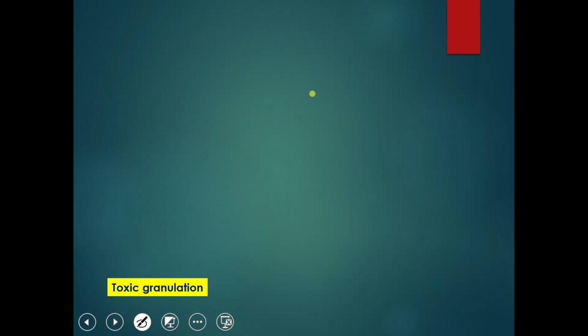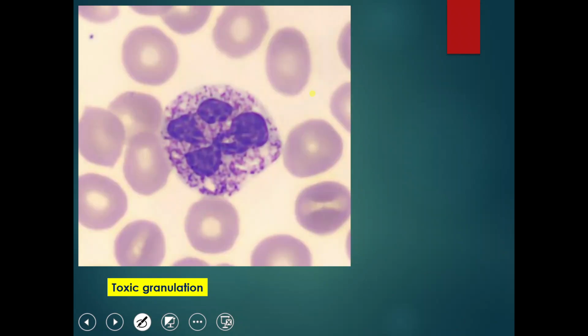Then come the degenerative changes seen in the neutrophils. First is toxic granulation. This is a neutrophil showing toxic granulation. These are actually irregular violet-purple granules seen in the cytoplasm of a neutrophil, and their intensity is also increased, and these granules are unevenly distributed.